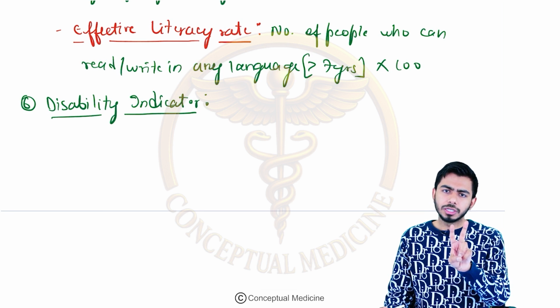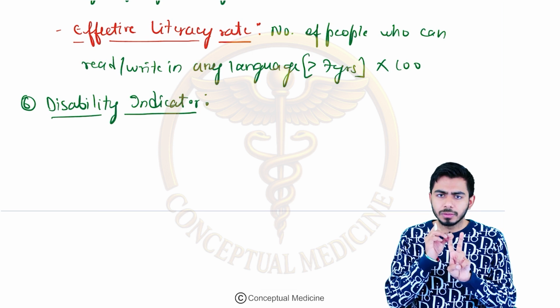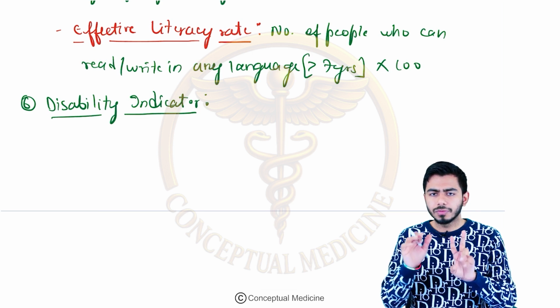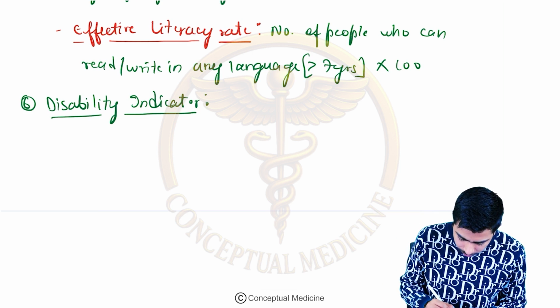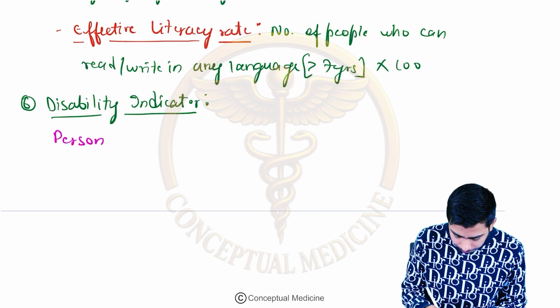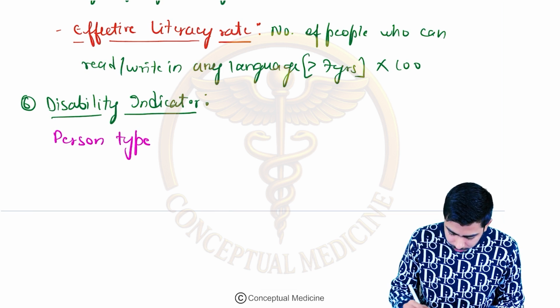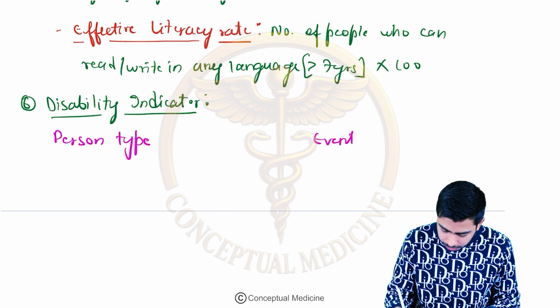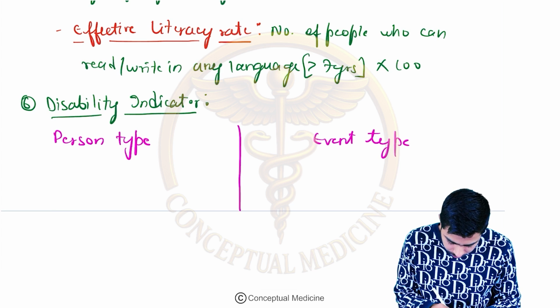So two types of disability they are defining, that is, one is the person type and another one is the event type. So I'm writing that only, that one is the person type disability and one is the event type disability.